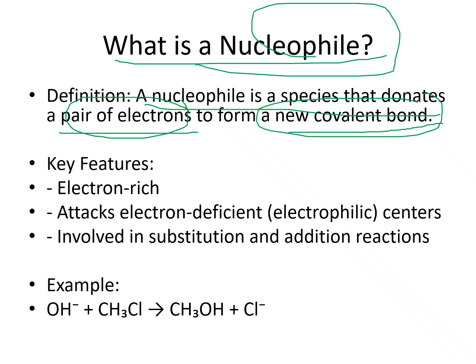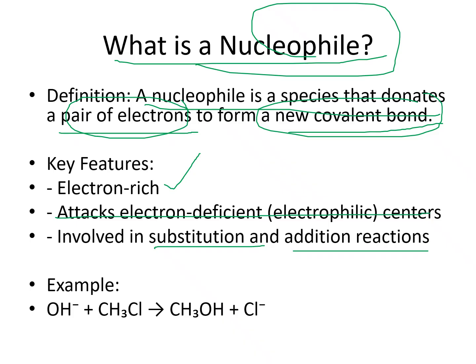So what are the key characteristics of a nucleophile? It will always be electronically rich, right? It can have a lone pair, it can have a negative charge, and it always attacks an electron deficient center, or the electrophilic centers. And nucleophiles are always involved in reactions that are either substitution or addition reactions. This is a key characteristic, whereas the base was involved in acid-base reactions.